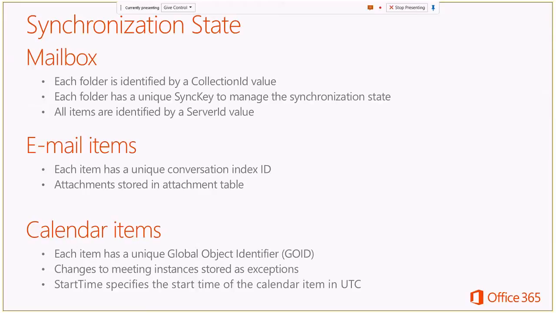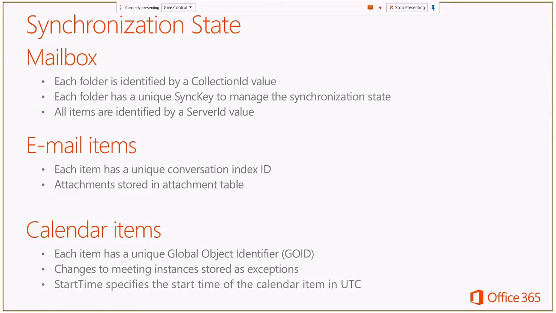And all items within the mailbox, whether it's a calendar item or an email item, they all are identified by the server ID value. And then for email items, as I mentioned earlier, each email item has a unique conversation ID and index ID. And that's how we can identify within the logs. Attachments within an email item are stored in an attachment table, and when we see them in device logs, we'll actually see them as the server ID value, colon, and an attachment ID value. And if you use something like MFCMAPI to view the attachment table, the ID within the mailbox log would match the ID within the attachment table.